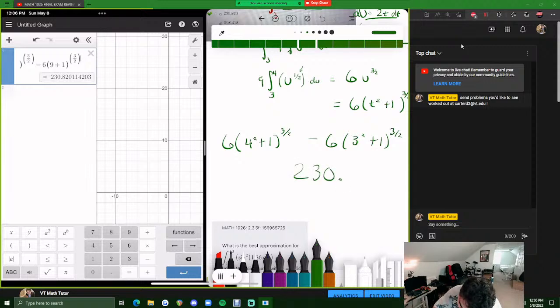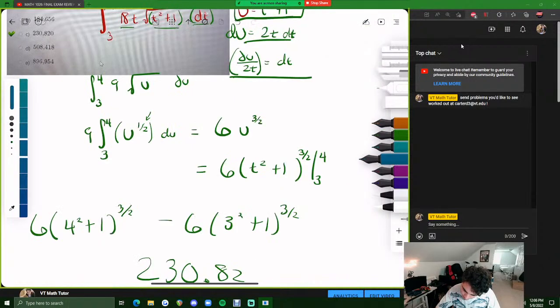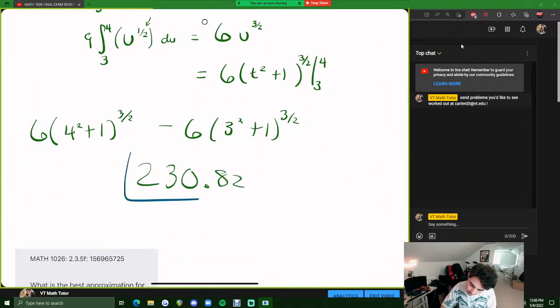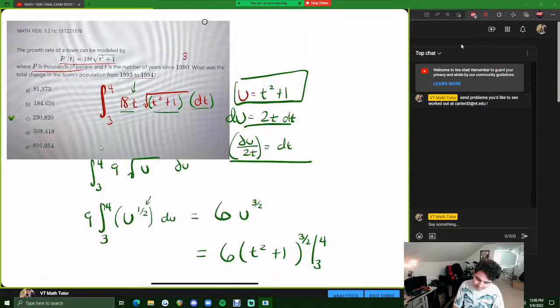So 230.82. Now let's check out the answers here. It's very important that we recognize this says 230, and the correct answer is this.